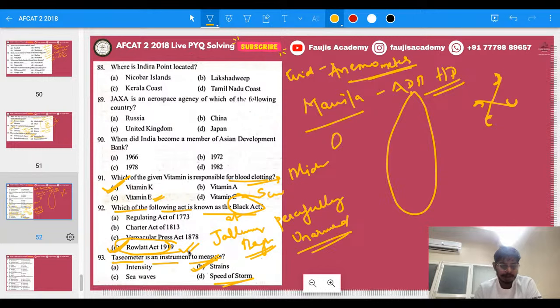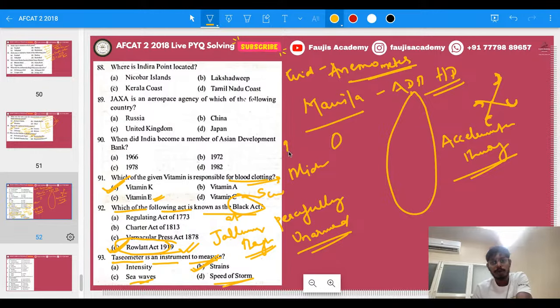And the sea waves are measured by an instrument called what? Accelerometer buoy. Okay, accelerometer buoy.